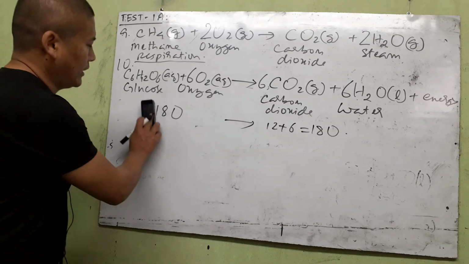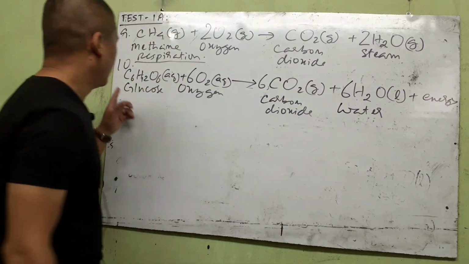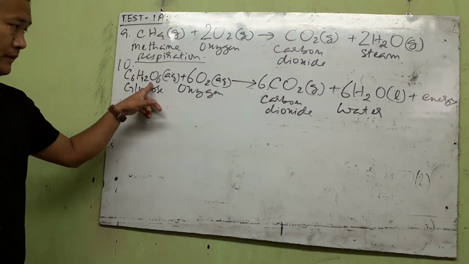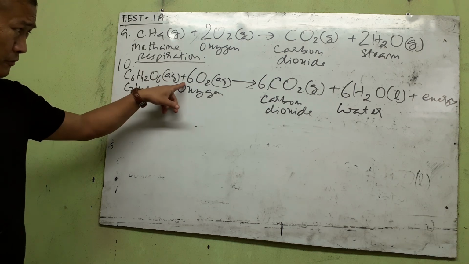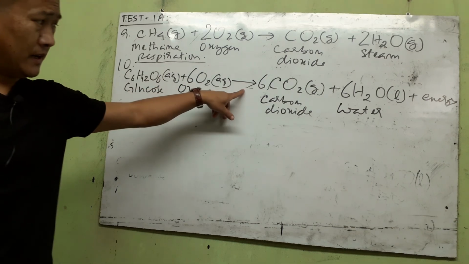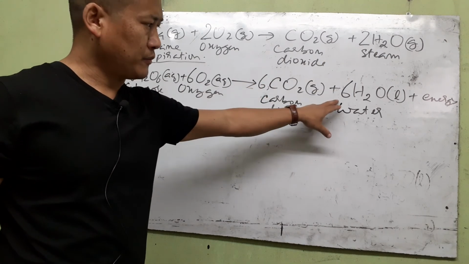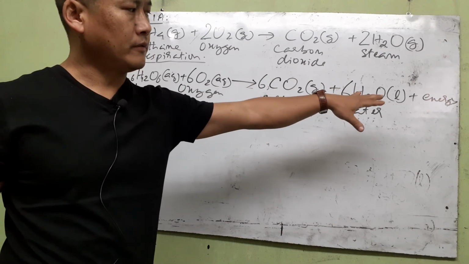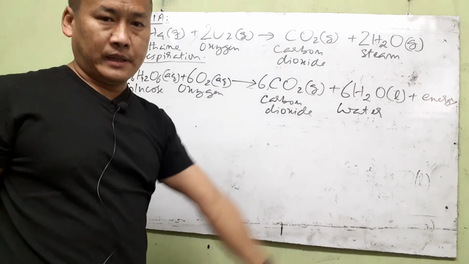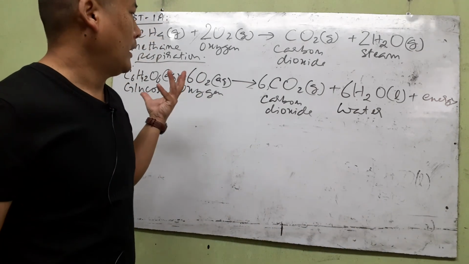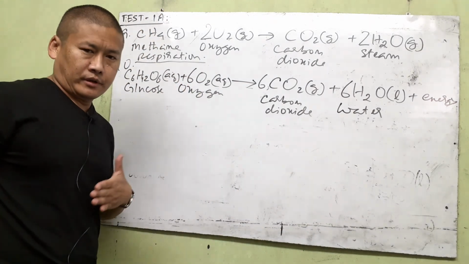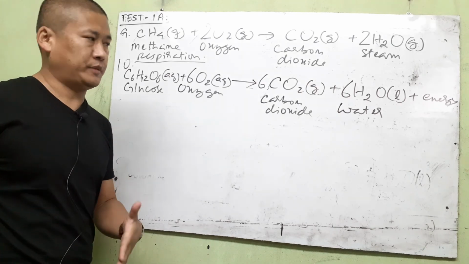So now we can read the equation finally. 1 molecule of glucose in respiration in our body reacts with 6 molecules of oxygen to give us 6 molecules of carbon dioxide and 6 molecules of water, along with the release of a lot of energy in our body, right? This is called respiration. This chemical reaction occurring in our body is called respiration.